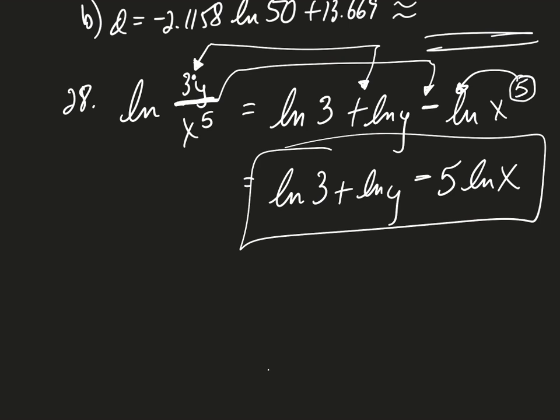And then in the second batch, the toughest one is probably 31. So let's choose that one. The directions now go the other way. So instead of expanding, we're now condensing.